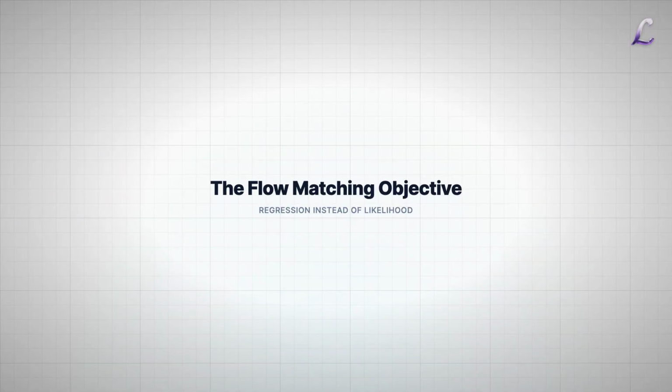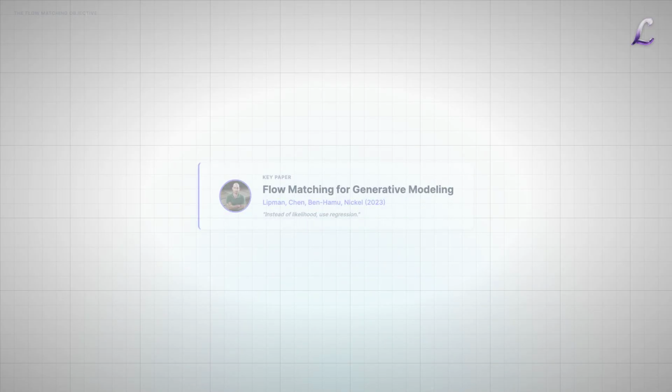Lipman et al. proposed the solution in 2023. Instead of maximizing likelihood via expensive integrals, let's just use regression. If we knew the ideal velocity field u sub t that moves mass correctly from noise to data, we could just train a neural network to copy it. The loss function is incredibly simple. The expected square difference between our network's prediction and the target velocity. This is just L2 loss. No simulations, no divergence integrals, just predict the vector.